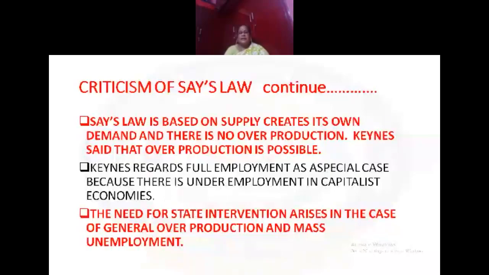So definitely state intervention will be there. That is his theory. I want to conclude that J.B. Say's law of market theory, his assumptions and the implications were criticized by J.M. Keynes in his 6 points. Okay, children, thank you. Have a nice day.